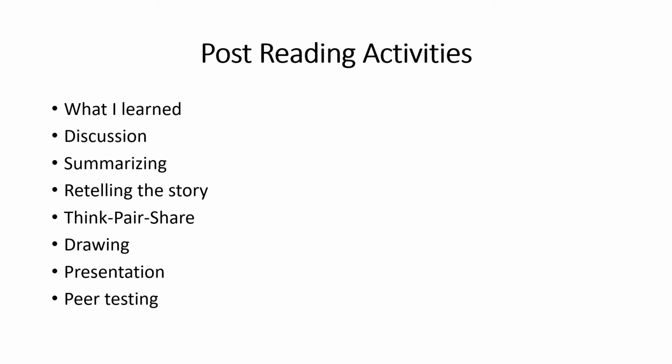We can ask the students to write a page on what they've learned from the text. We can also use discussion on the main points. We can ask them to summarize the text. We can ask them to retell the story. We can also use this activity called think, pair, share, in which students think about a given aspect of the text and then they share it with their partners, and then they share it with a group, and finally the whole class. This multiple sharing of ideas enables them to have a better understanding of the text.